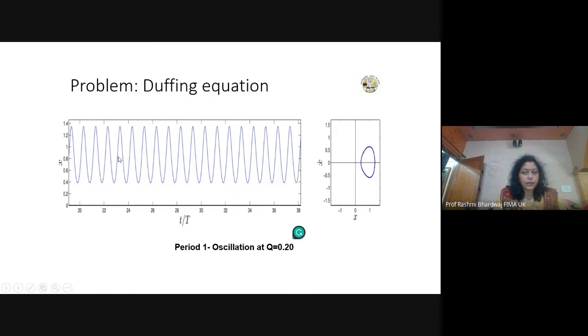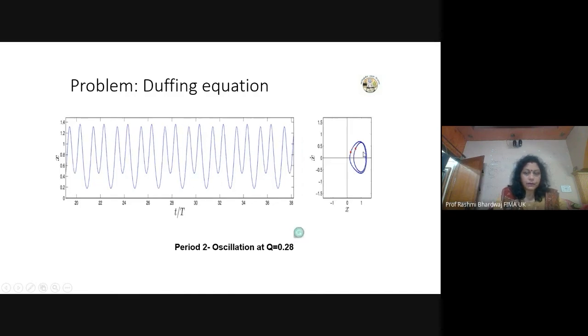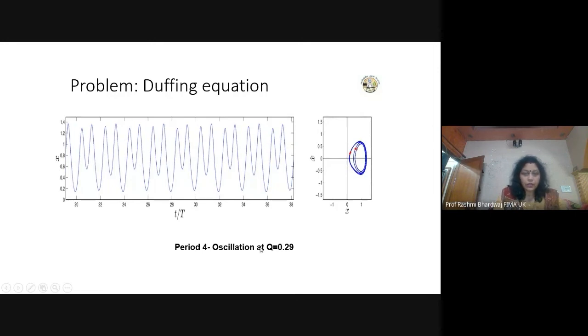Here you see. If q is 0.2, here you have a simple curve which is showing only one period. When q is 0.28, here you have two structures. One is this cycle, another is this cycle. And see that you are having these two cycles. This is a phase space x and x dot. This is a time versus position curve. When you have q equal to 0.29, again you have two structures. Here the two limit cycles you got.